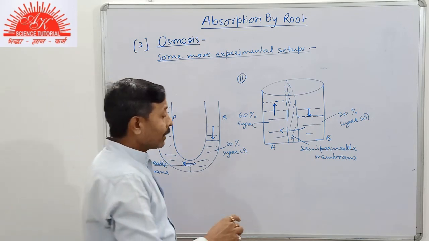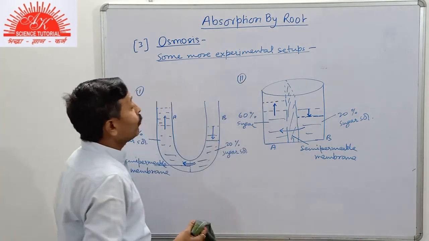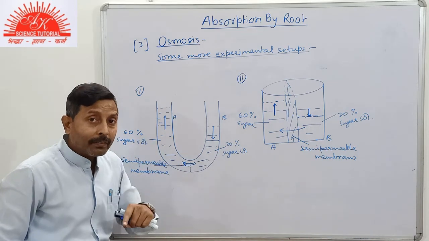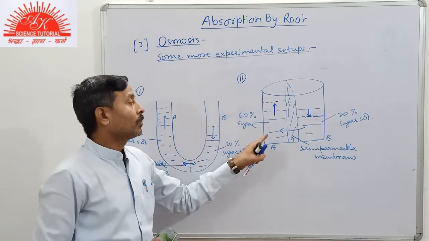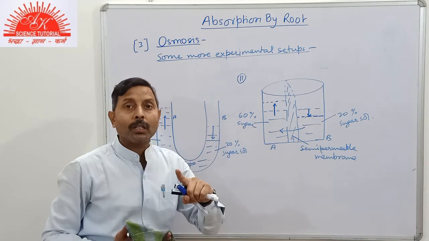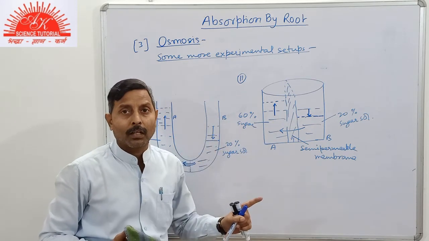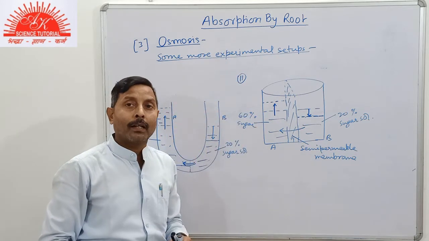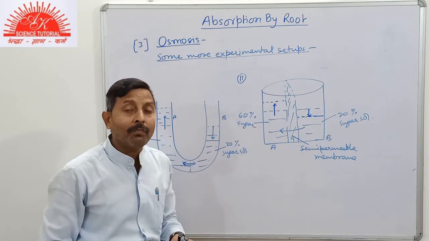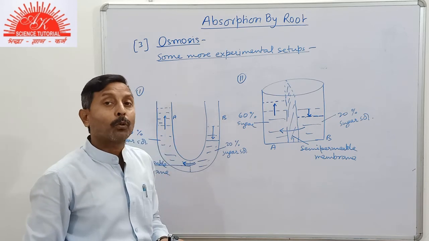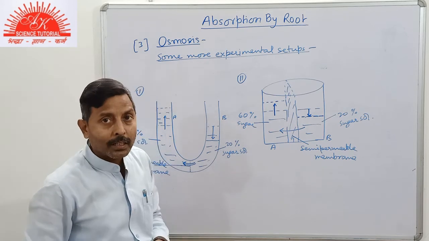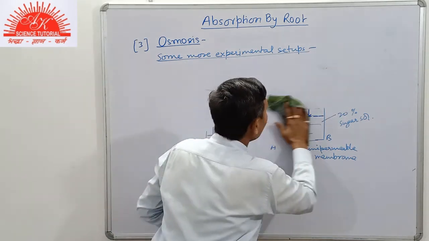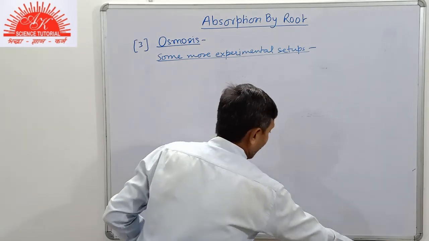Student, in the examination we can have any shape of the experiment, but how will it be recognized? We will just observe that there should be two solutions of different concentration and there must be a separation by a semi-permeable membrane. So wherever this condition is available, we will answer with the process of osmosis. Clear, student? Now take one more example. One more example can be taken here.